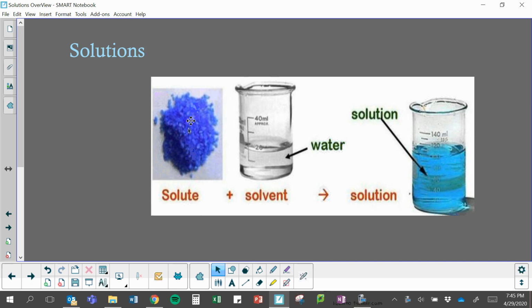And so this can be a solid. We can also have gas as our solute and even liquids. That's how we get carbonated water or the CO2 in our sodas, because it's dissolved CO2. So in that case, the carbon dioxide is the solute. But we have two things basically that we're putting together, and that's what's making our solution.